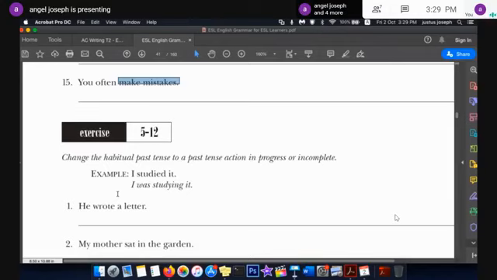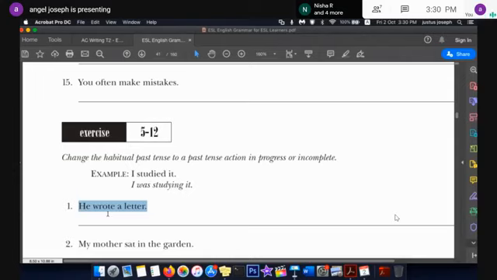Here, change the habitual past to a past tense action in progress. Both the sentences that you see here are in the past tense, but their tense is changed. The first one is habitual past, what you call simple past. The second one is the in progress or continuous. So we have to change the simple past into continuous. He wrote a letter will be changed into he was writing a letter.